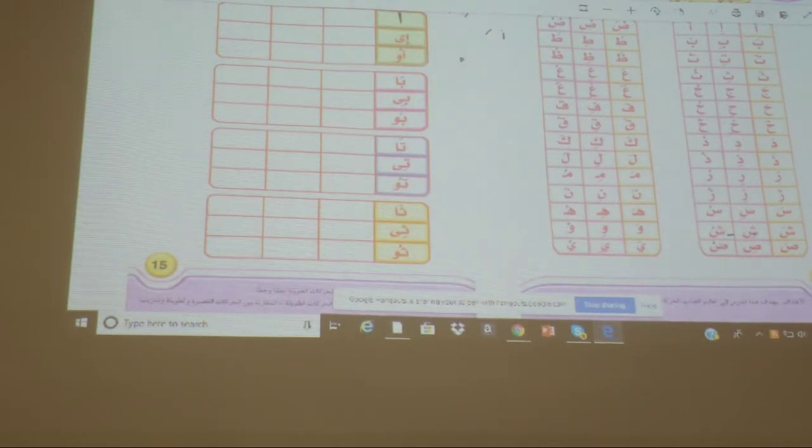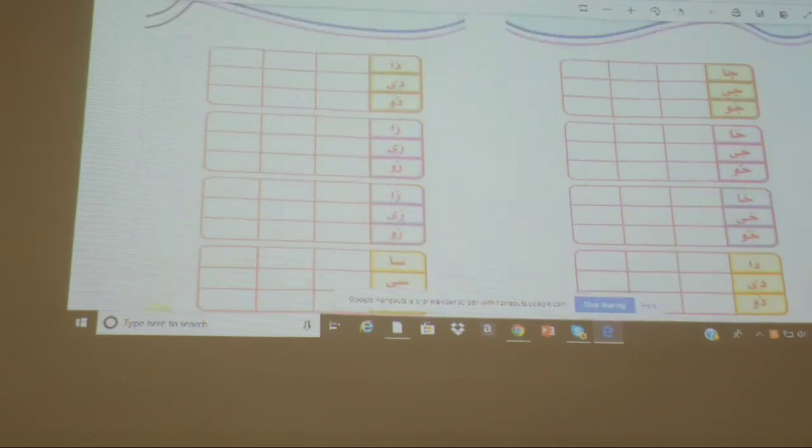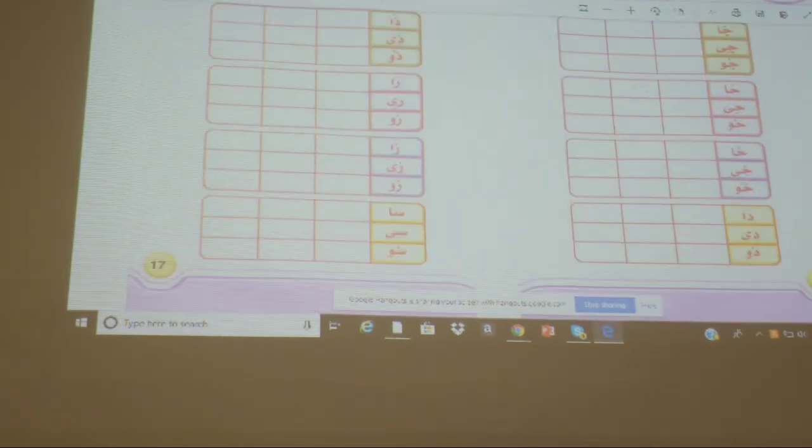The next page actually has a couple more.